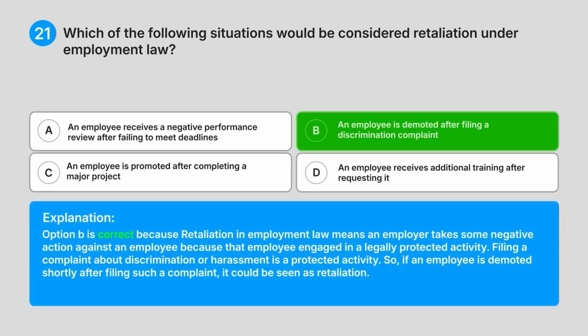Explanation. Option B is correct because retaliation in employment law means an employer takes some negative action against an employee because that employee engaged in a legally protected activity. Filing a complaint about discrimination or harassment is a protected activity, so if an employee is demoted shortly after filing such a complaint, it could be seen as retaliation.